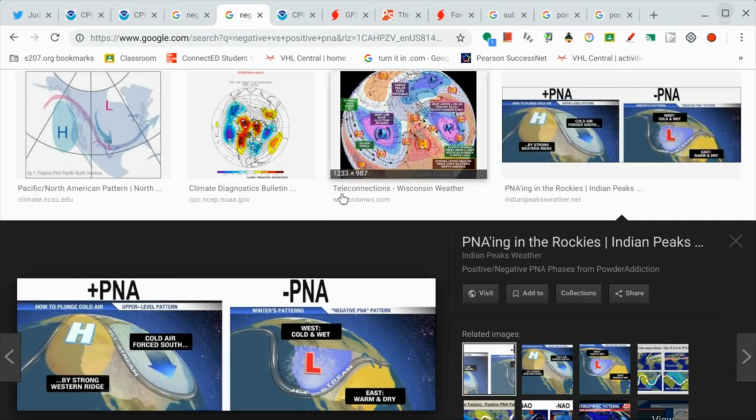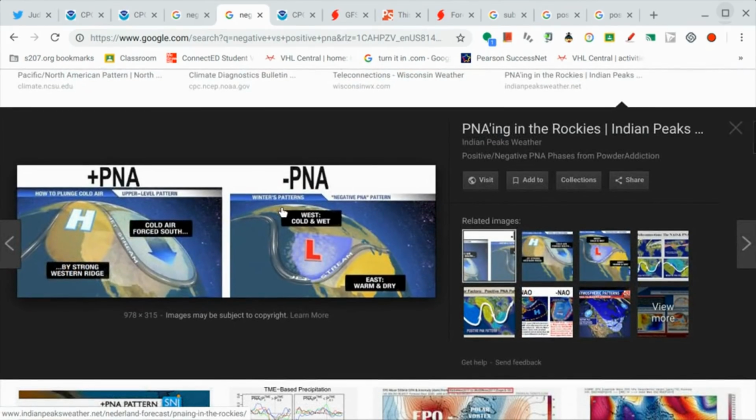So let's go to the PNA. What does a positive PNA and negative PNA mean? Positive PNA, we have a huge high pressure, basically a giant ridge across the west. And most people know at this point that when we have a ridge in the west, that means a trough in the east. That's just basic meteorology across North America. We see cold air forcing itself to the south. A negative PNA is what we're not going to be seeing: a low pressure down in the west, and an east which is warm and dry.